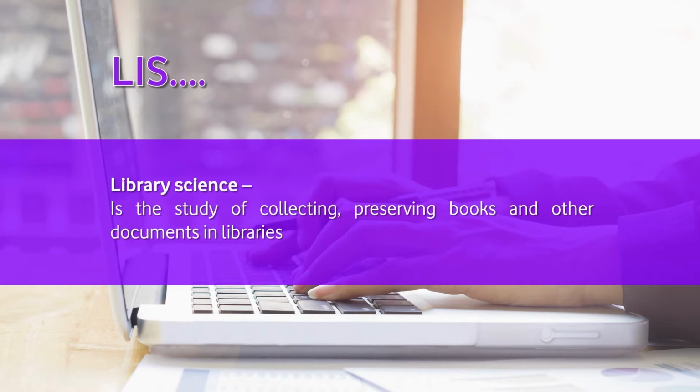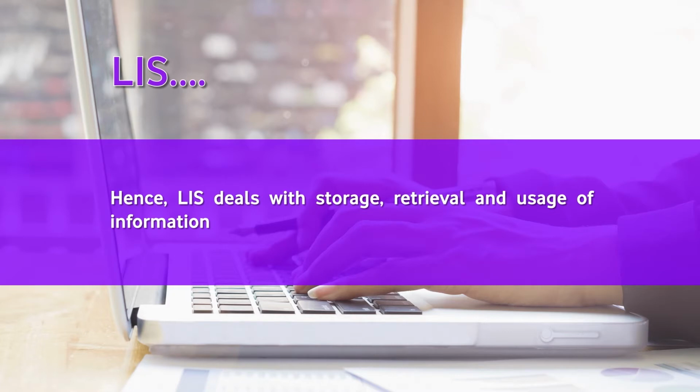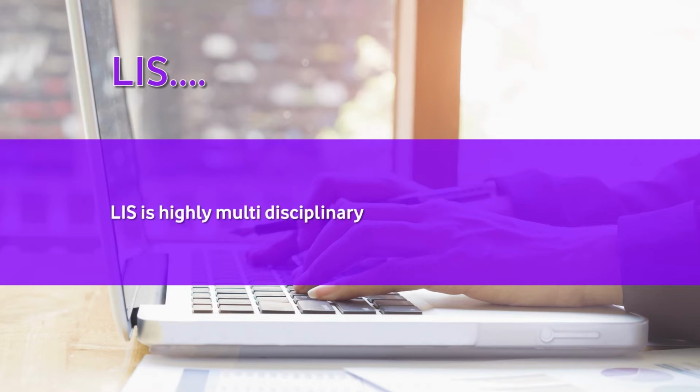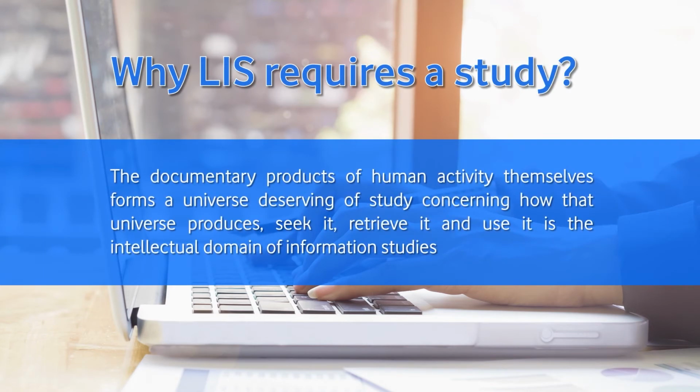Library science is the study of collecting and preserving books and other documents in libraries. And information science is a study of the process for storing and retrieving information, especially scientific and technical information. Hence, library and information science deals with storage, retrieval, and usage of information. And library and information science is a highly multidisciplinary subject, very multidisciplinary in its approach. It covers ranging from social sciences, such as history, political science, economy, management, sciences, and so forth. And why does LIS require a study?